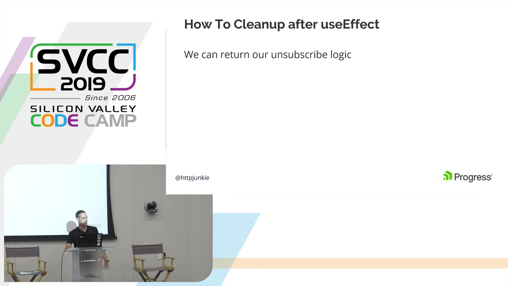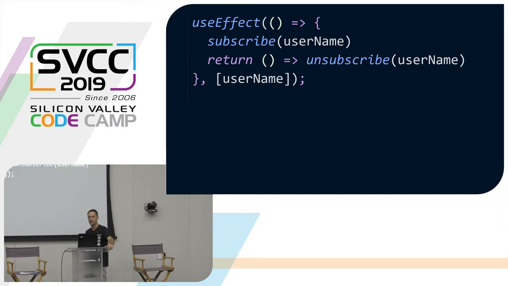Another thing that you might want to do is clean up after a hook, right? So let's say that you are dealing with something outside of your application that is doing a subscribe, like for a user or something, I don't know. And you want to be able to unsubscribe after the component is removed from the DOM. So it's very simple. Inside of your useEffect, you will return a function. Inside that function is your cleanup, right? No special API or anything.